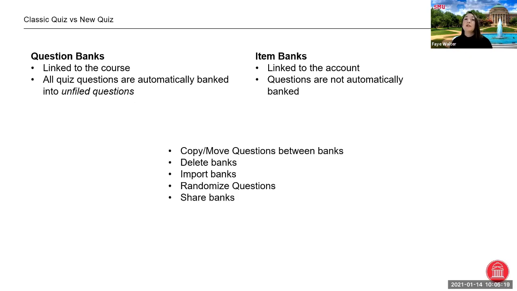So, some things you can do in both banks. You can copy and move questions from one bank to another. Copying leaves it in the original bank and puts it also in another. Moving removes it and moves it to the new bank. You can delete banks entirely if you don't need them. One thing to remember is that item banks for new quizzes are associated with your account. So if you delete a bank, it's gone from your account.